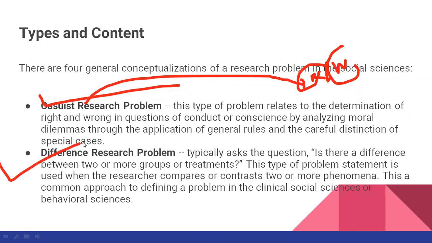Then the difference research problem. First, I hope you are getting what I mean to say. You have framed a research problem, right? Now we need to determine what type exactly it is. Some research problems ask: is it right to do these things, or is it wrong to do these things? These things are indirectly implied from that research problem. Some research problems may typically ask the question: is there a difference between two or more groups or treatments? That type is known as a difference research problem.